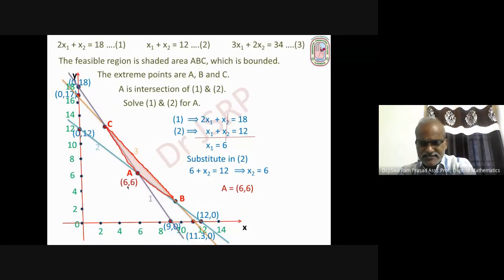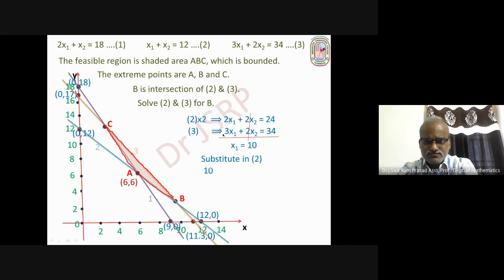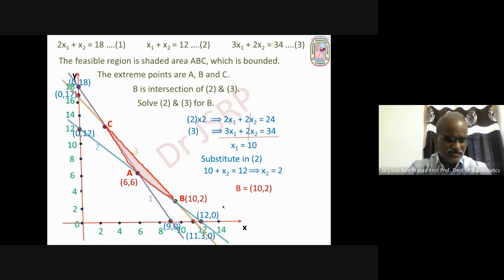I skip the other 2 points. So observe the graph. What is B? B is the intersection of this line, that is 2, and this yellow line, that is 3. So solve 2 and 3 for B. I skip this, try yourself. Solving the second and third equations, you get B is 10 comma 2.